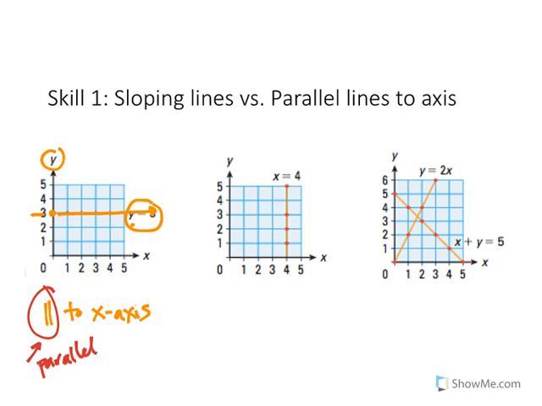So for example, if I had y equals 5, I'm going to go to the y-axis. I'm going to find 5. 1, 2, 3, 4, 5. I'm going to go ahead and draw a line straight across the 5. And there you go. That's what the equation y equals 5 looks like.